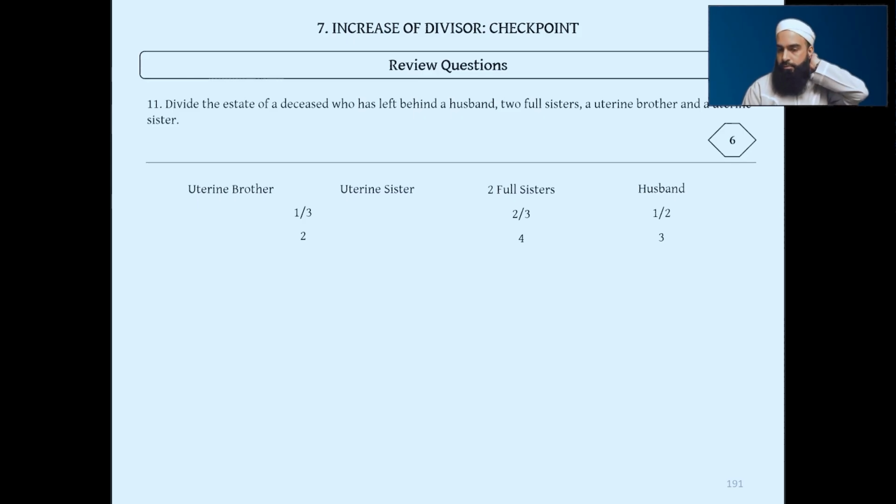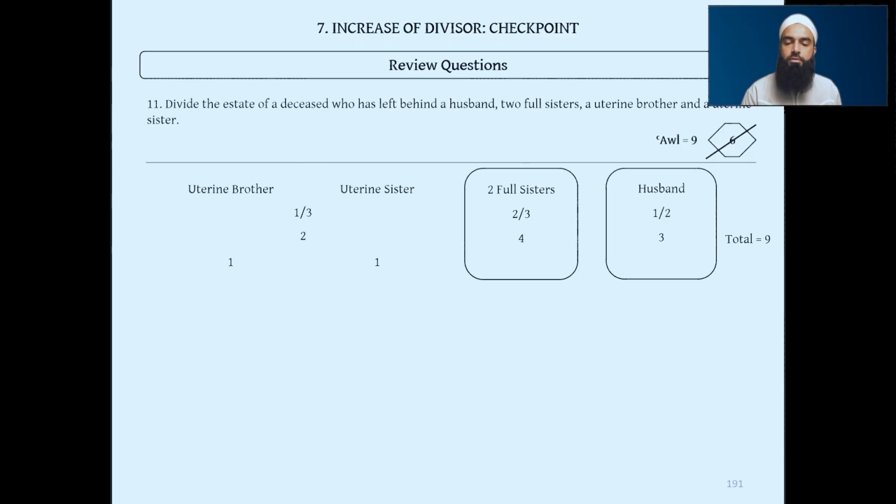So we add it all up. 4 plus the 2, 6, plus the 3 is 9. We're saying that there's 2 shares to give to the uterine sister and uterine brother, so we give 1 each to them. The total was 9, as we said. So we cross out the 6 and we say awl of 9 this time. So husband, full sisters, and uterine siblings' shares have been given out.